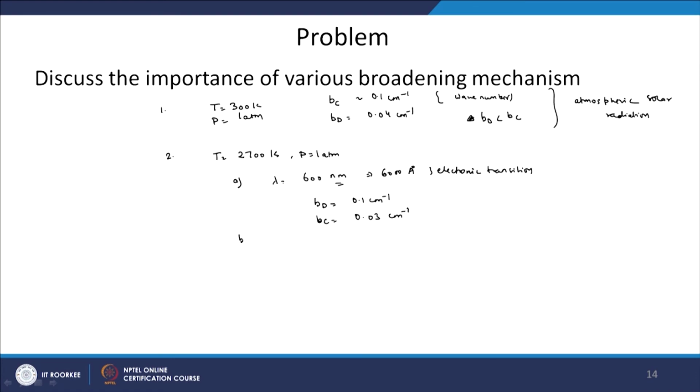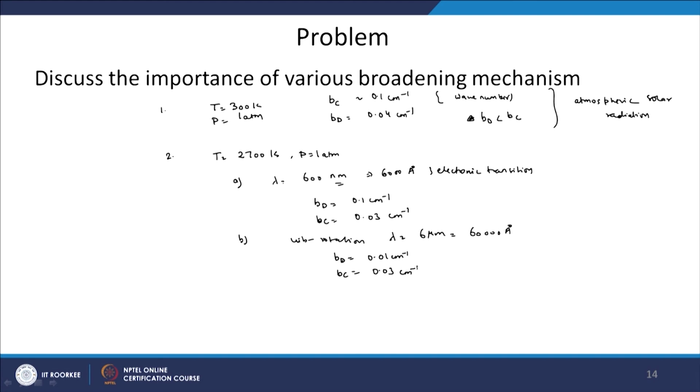The B part is basically vibrational rotational spectrum, that means in the wavelength region of 6 micron, which is 60,000 angstrom, that is far infrared. In far infrared we have Doppler broadening which is equal to 0.01 centimeter inverse, same temperature and pressure. Temperature is 2700 Kelvin, pressure is 1 atmosphere. So, Doppler broadening is 0.01 centimeter inverse and collision broadening for this case comes out to be 0.03 centimeter inverse.